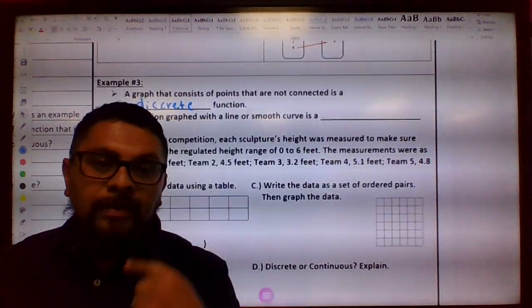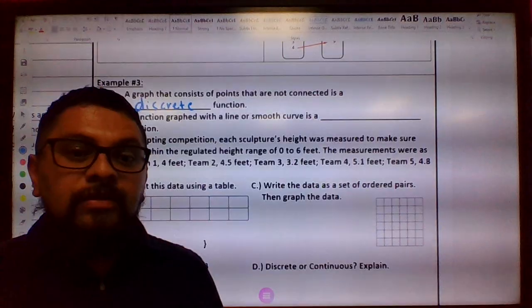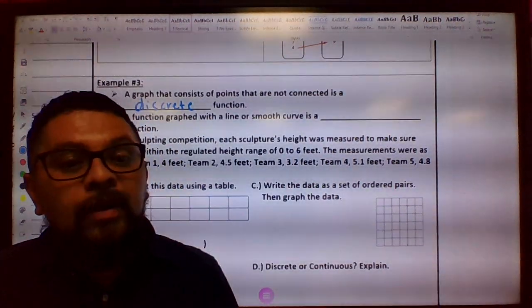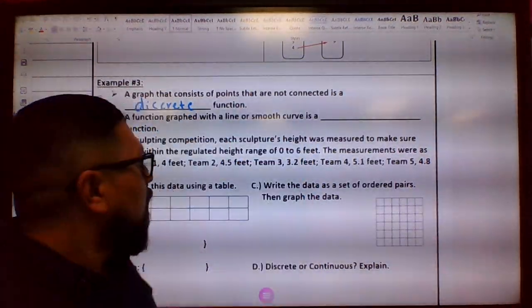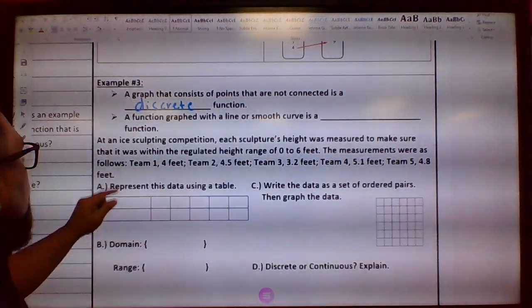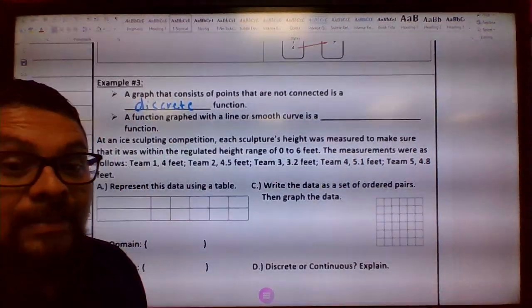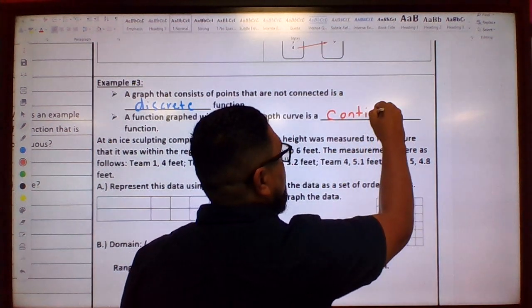So you've dealt with this before. When you dealt with scatter plots that you didn't connect together, that's an example of a discrete function. It's just dots. Second one, a function graphed with a line or smooth curve is a continuous function. Continuous function.